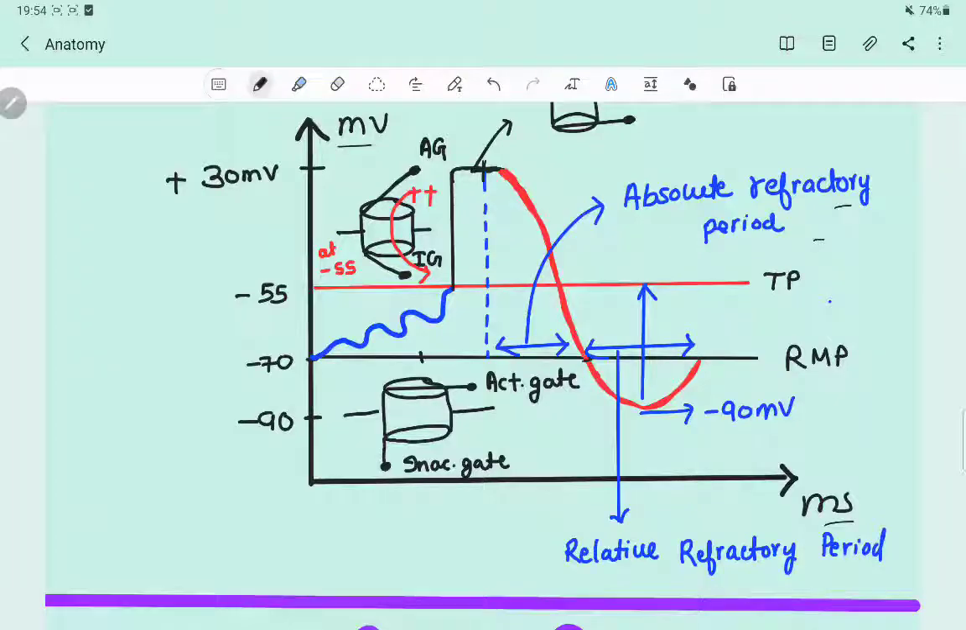And the period when it restores from hyperpolarization to the resting membrane potential is called the relative refractory period, because even here the cell is not able to take new action impulses easily, but it is still possible. Because it is in the negative region, in the hyperpolarized state, it is still possible for the cell to take new signals, but the complete action takes place only after the resting membrane potential is restored.